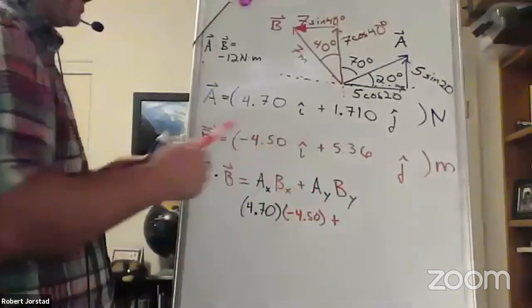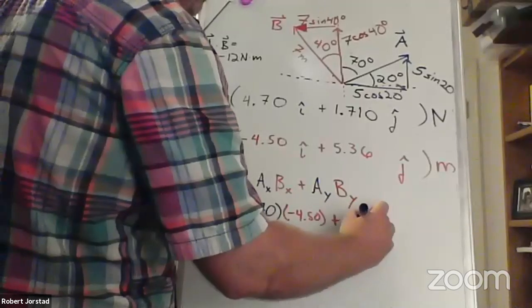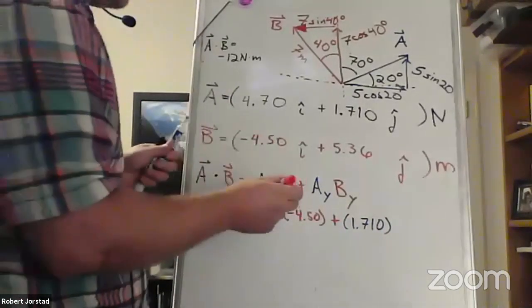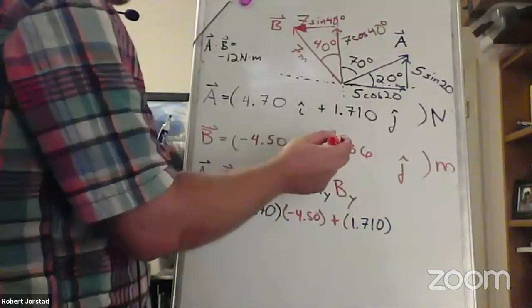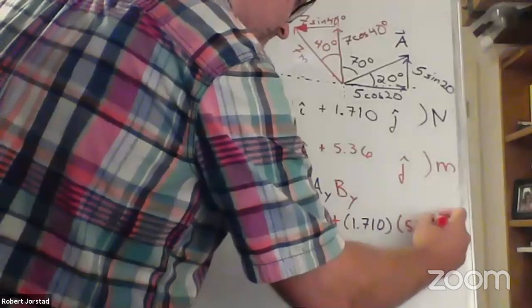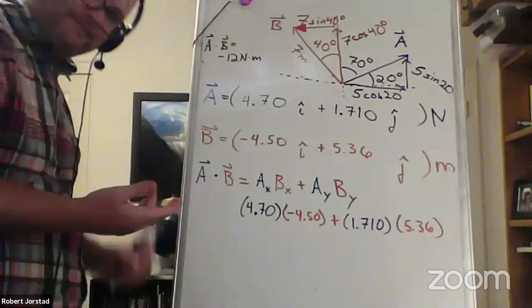Okay, now this one, AY is 1.71. We'll keep that digit laying around. BY, 5.36. Now, humor me. What did I forget?